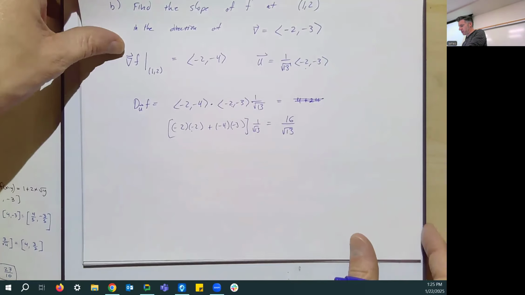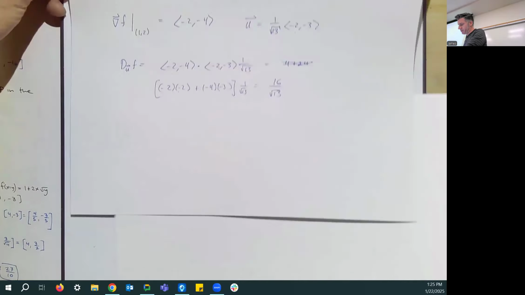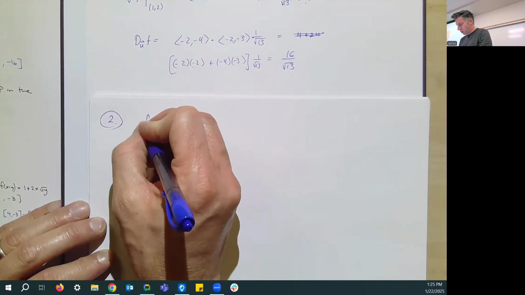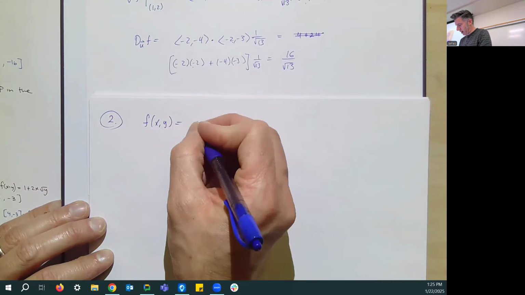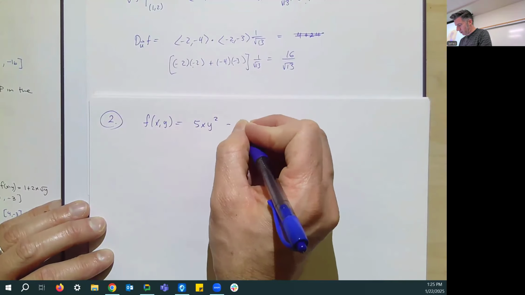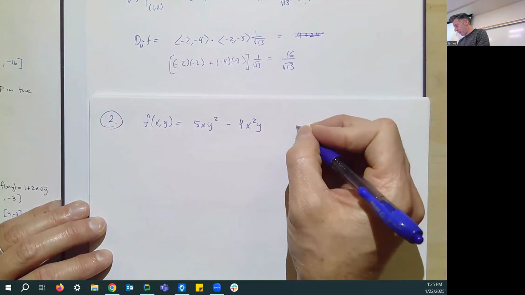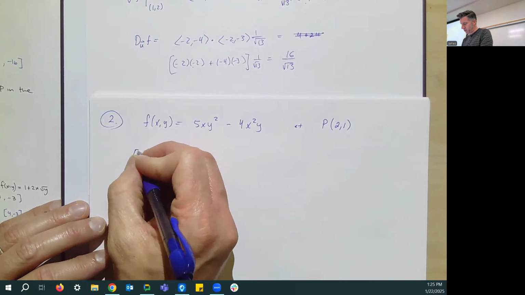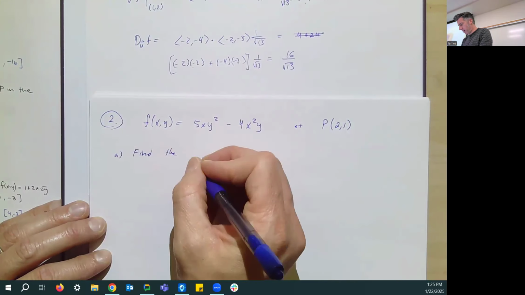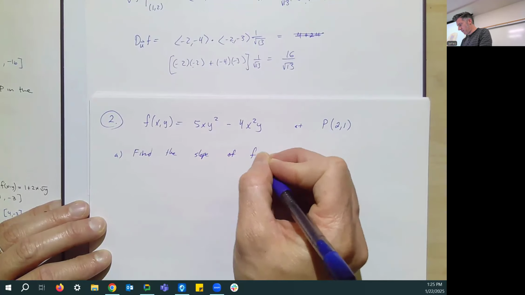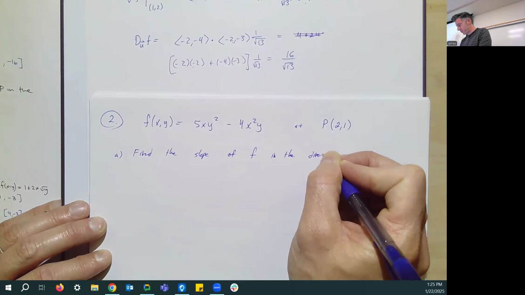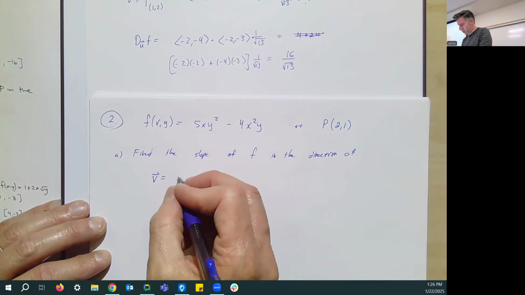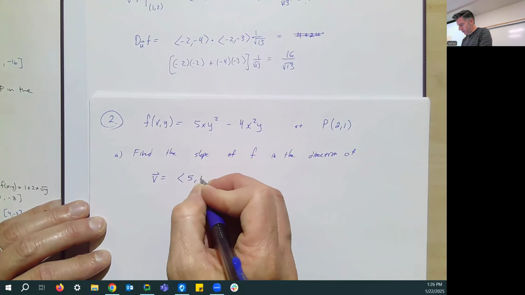So let's look at another example because not all of our functions are going to be quite so nice. Let's say we have now the following. We have the function f of x comma y equal to 5xy squared minus 4x squared y at the point 2 comma 1. We want to find, for part a here, the slope of f in the direction of v equal to, sure, 5 comma 12.